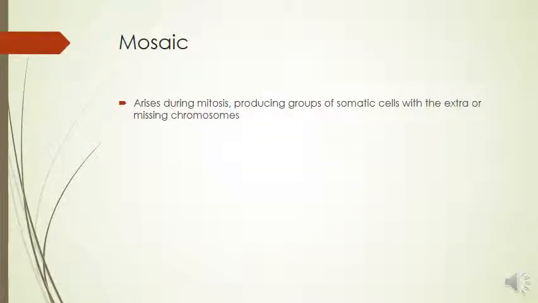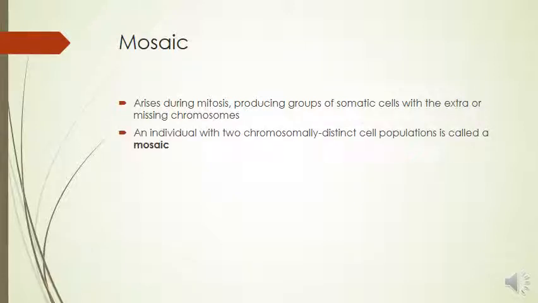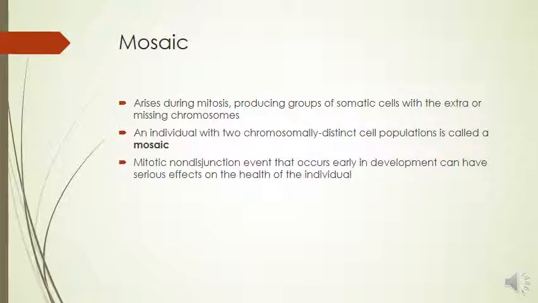A mosaic arises during mitosis, producing groups of somatic cells with extra or missing chromosomes. An individual with 2 chromosomally distinct cell populations is called a mosaic. A mitotic non-disjunction event happens early in development, and this can have a serious effect on the health of the individual.